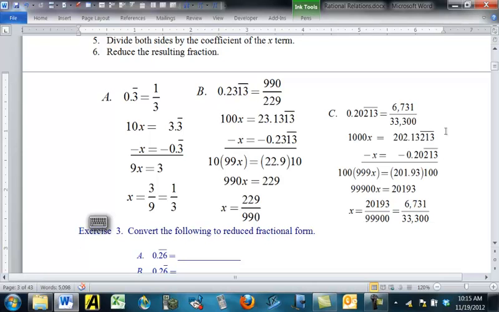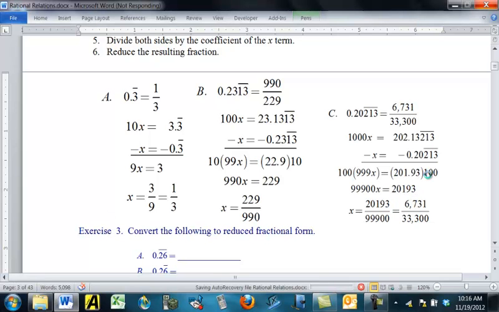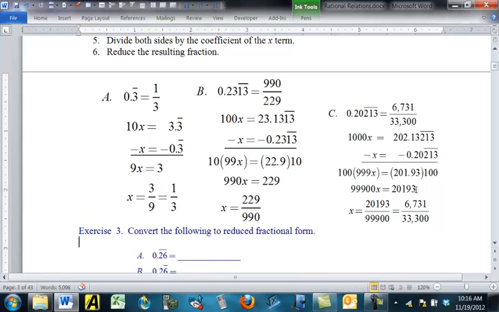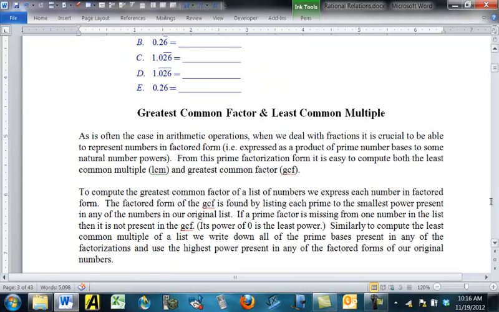So when I subtract, all that infinite tail cancels. So the infinite part is the difficult part. It's gone. So now we have 202.13. We subtract 0.20, and we get 201.93. There's 2 digits here, so I multiply by 100 to clear out the decimal there. And then, of course, that gives me 99900 times x. Divide by that, and we get this fraction here, which reduces, looks like I could cancel the 3 out of the top and bottom there. So here's some for you to practice.